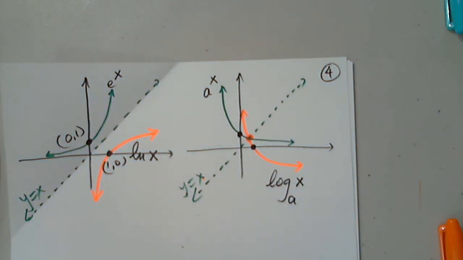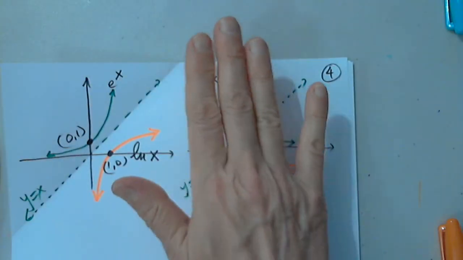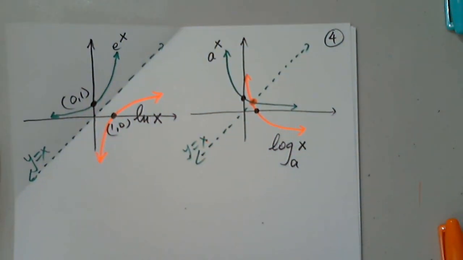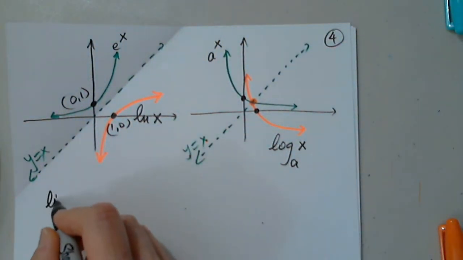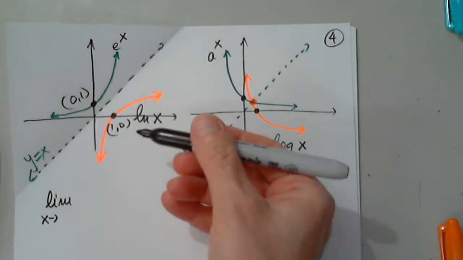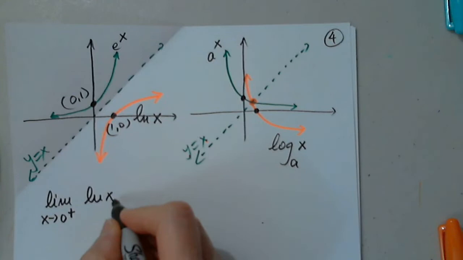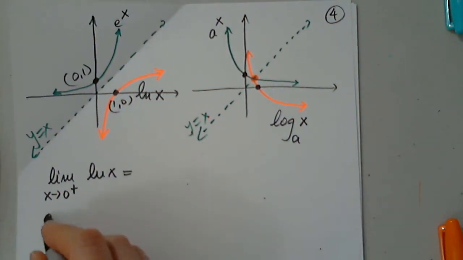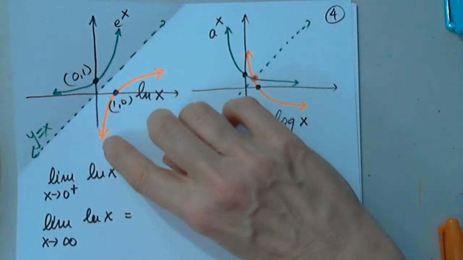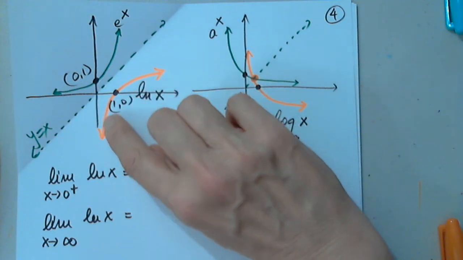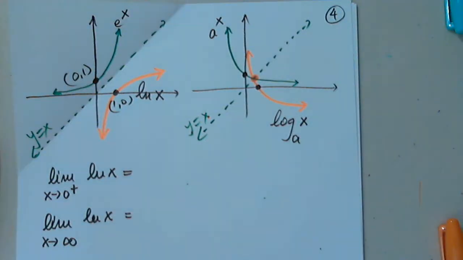So please remember these functions together. We're more interested in this. So now I'm going to ask you the limit as x approaches 0 from the right of natural log x, and the limit as x approaches infinity of natural log x. So look at the graph. Is this color okay? Is it visible or not? I can see it. Okay, thank you.